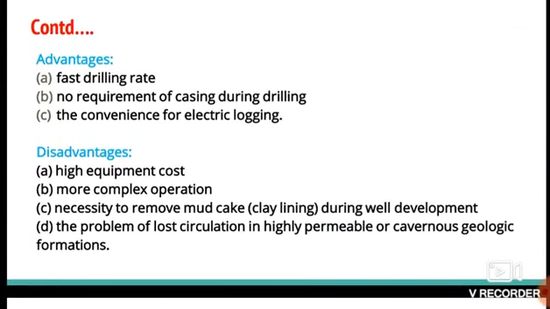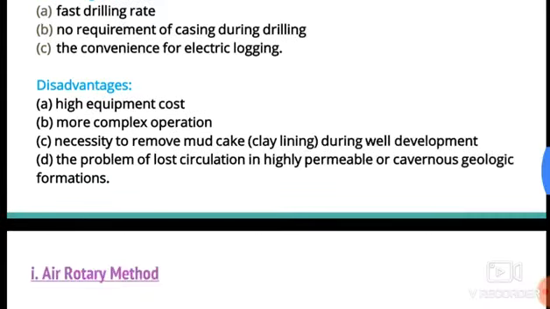There are many advantages and disadvantages for this method. Fast drilling rate, no requirement of casing, convenience of electrical logging, etc. are the advantages, and high cost, complex operation, necessity to remove mud cake or clay lining during well development, etc. are the disadvantages of this method.